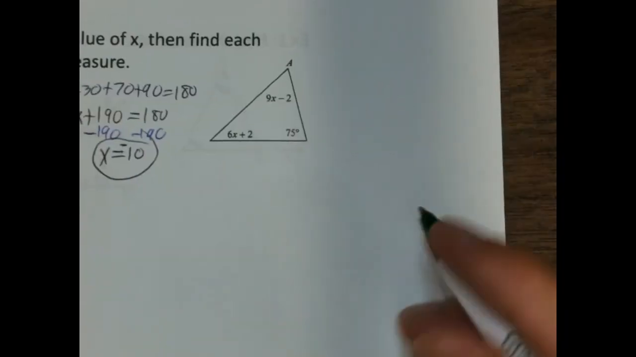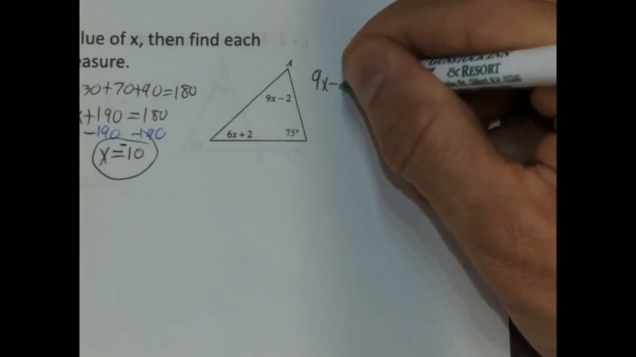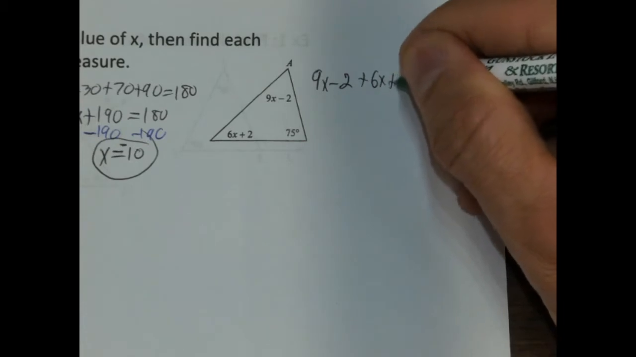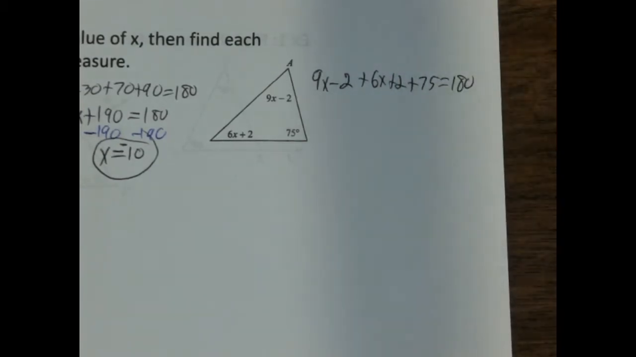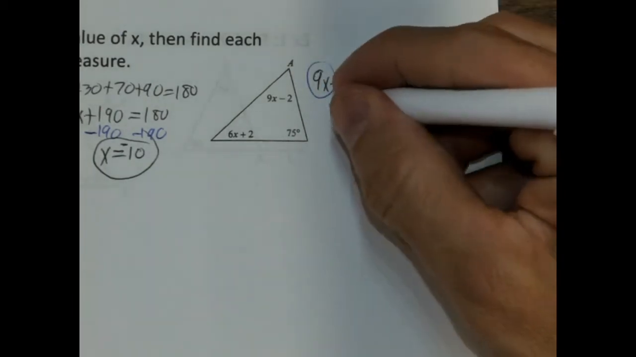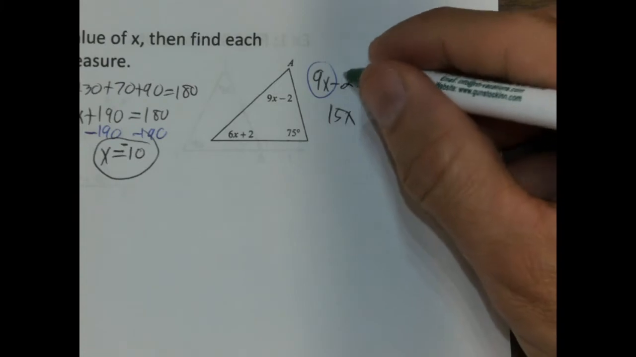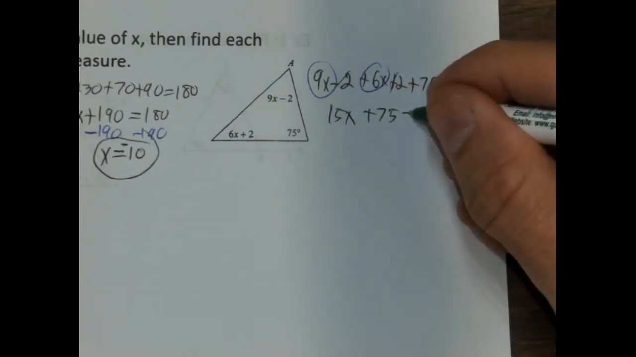Let's try this one. So add them all together. So 9x minus 2 plus 6x plus 2 plus 75 equals 180. Let's combine some like terms here. So it's 9x and 6x is going to be 15x. The 2's are going to cancel, minus 2 and plus 2, so plus 75 equals 180.